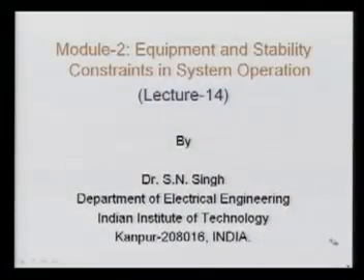Now come on to lecture number 14, which is the last lecture of this module as well, module number 2, that is the equipment and stability constraints in the system operation. In lecture number 13 we saw the Hopf bifurcation, which is a dynamic bifurcation, and in this lecture we will see other dynamic bifurcations, and how we can improve the voltage stability, what are the various methods or measures, along with one example with the placement of a static VAR compensator, and how it can improve the dynamic as well as the static voltage instability of the system.